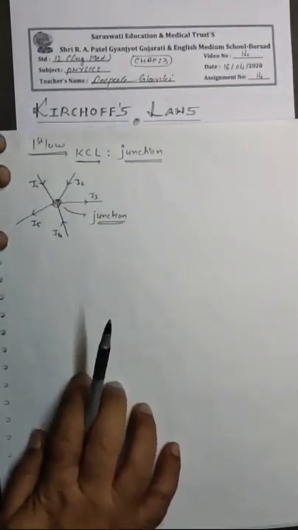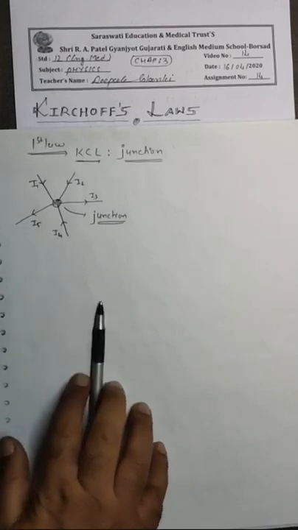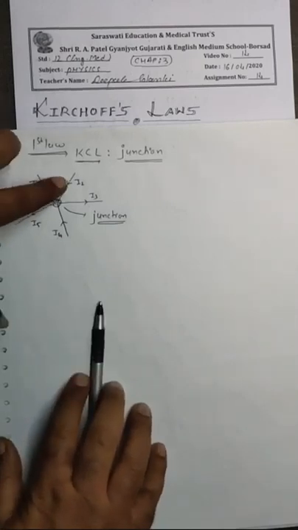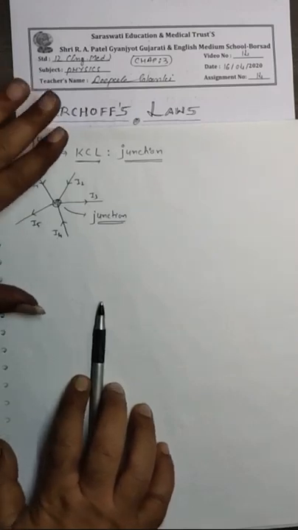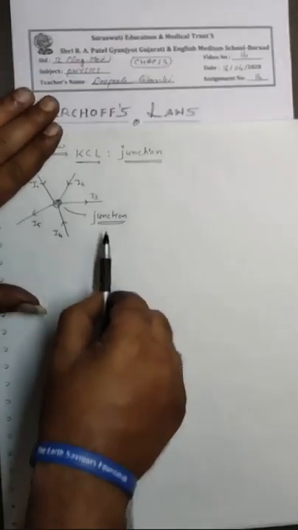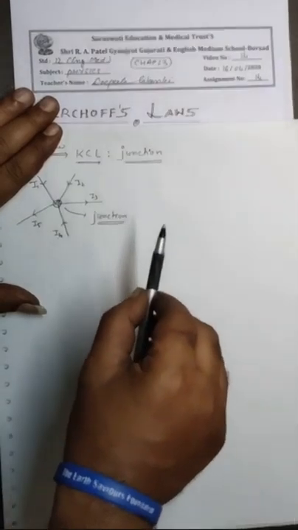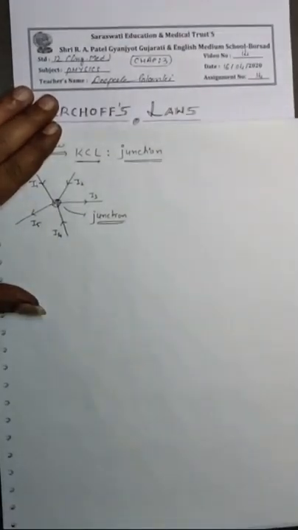Got it? So there is a sign convention. The electric currents which are entering, you have to take as positive, and the electric currents which are coming out, you have to take as negative. But after all, at the junction the electric current sum remains 0.